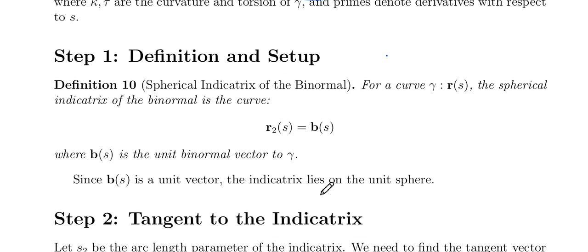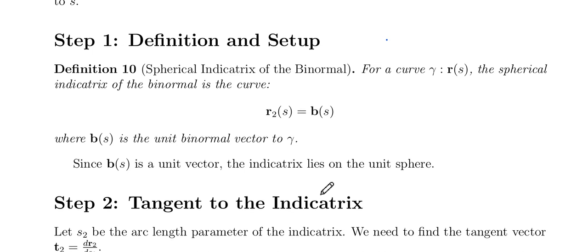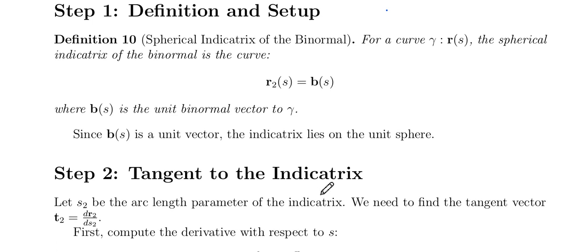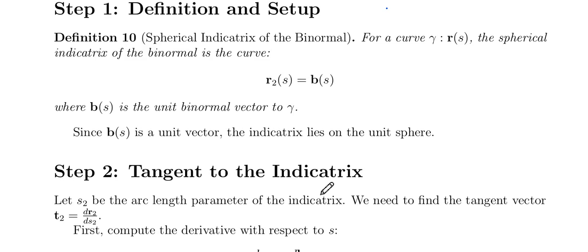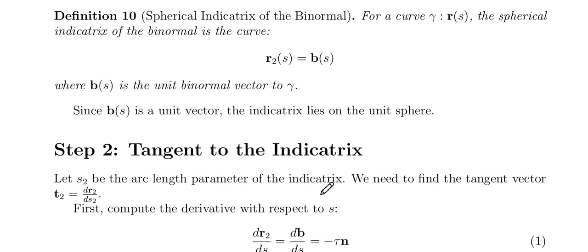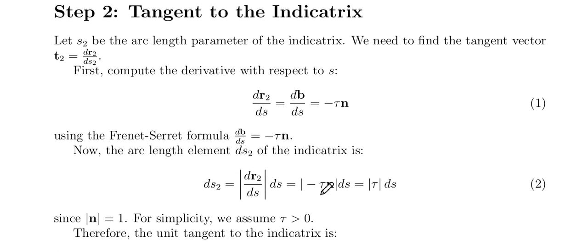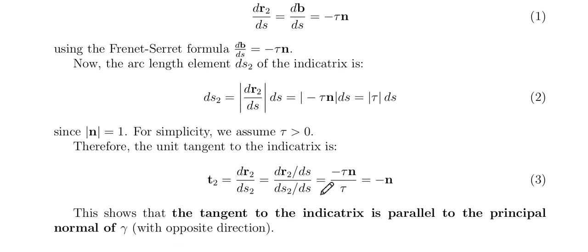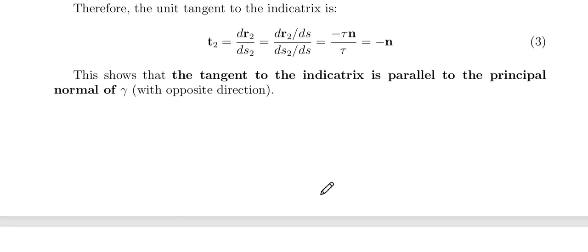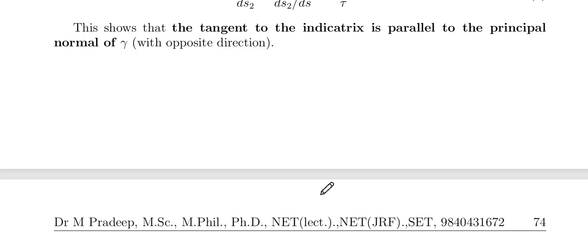So the spherical indicatrix of the binormal, that is, for a curve gamma r of s, the spherical indicatrix of the binormal is the curve r2 of s equal to b of s. b of s is called the unit binormal vector. The tangent to the indicatrix is parallel to the principal normal gamma.